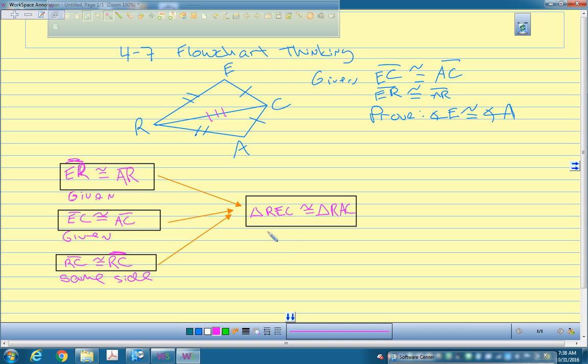Matt? Oh, sorry. I thought you had your hand up. What's the reason for that? How do I know those two triangles are congruent? Go ahead, Ben. Side, side, side.